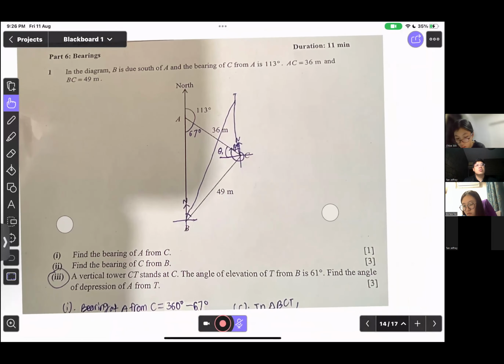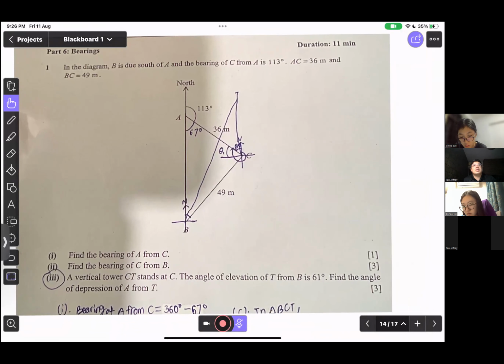Okay, so part 3, are you talking about part 3 F here? So you see the vertical tower stands at C. Then the angle of elevation of T from B is 61 degrees. That means this is 61 degrees. Find the angle of elevation of A from T.